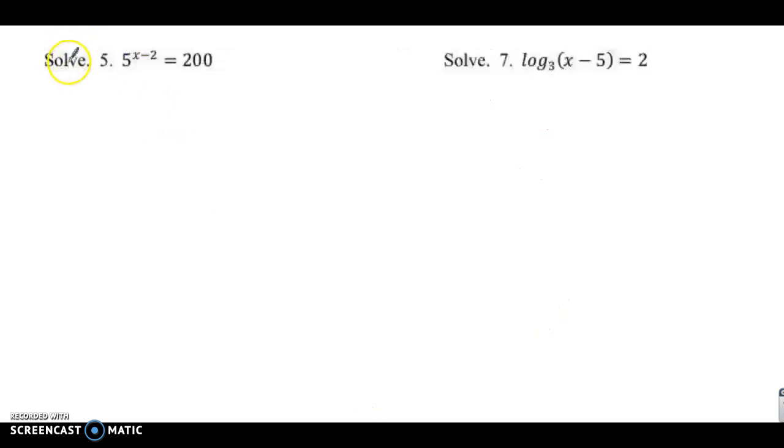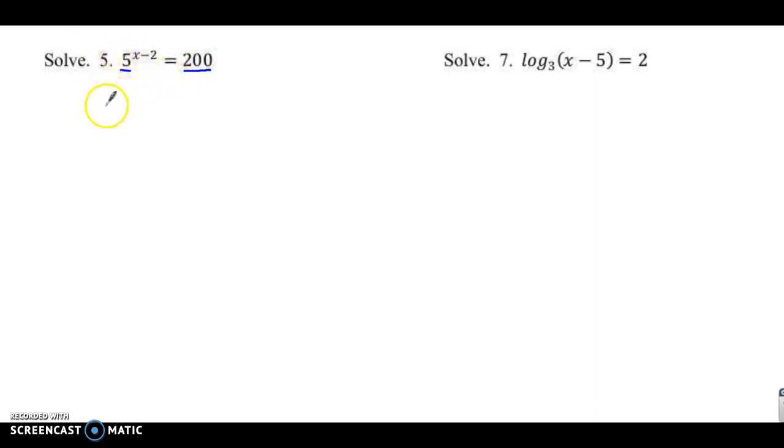All right. The next one I picked was number 5, because if you notice on number 5, they have different bases, but there's no way I can turn a 200 and a 5 into the same base just with different exponents. So what we need to do on number 5 is we learn how to log both sides, because we know if we do anything to an equation, as long as you do it to both sides, then it's legal and it's fair to do.